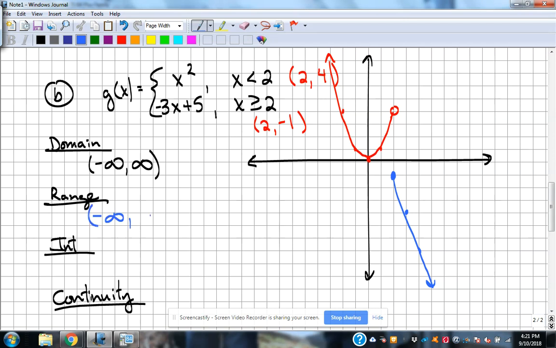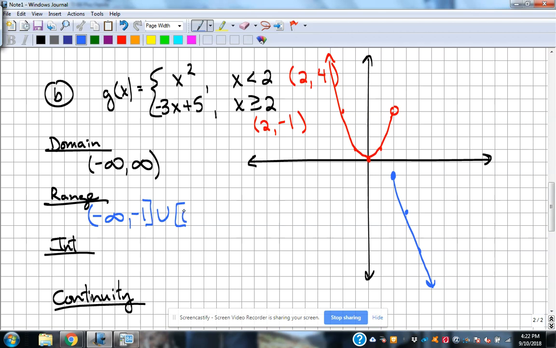Does it stop anywhere as we go up? It stops there at -1. Is -1 included? So we should put what on it? Bracket or parenthesis? Bracket. Included is a bracket. Parentheses is excluded. What's the next y value that's used?